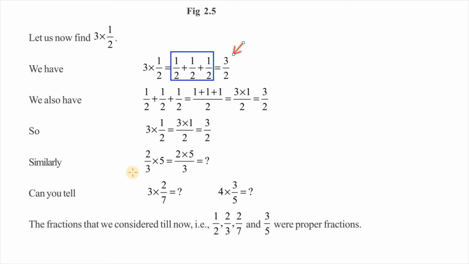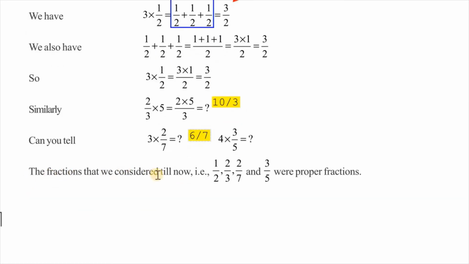Now, let us try these. Similarly, 2 by 3 into 5 would be equal to 2 into 5 by 3, or equal to 10 by 3. And this one would be equal to 2 into 3 is equal to 6, that by 7. The fractions that we considered until now, that is half, 2 by 3, 2 by 7, 3 by 5, were proper fractions.